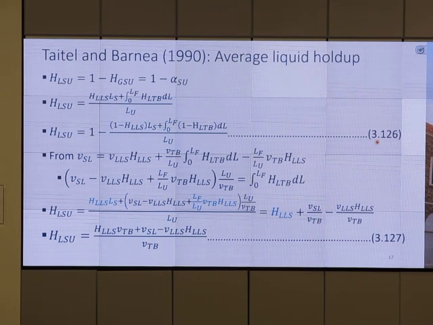Okay? In your book. Where's 3.126? Arya? Oh, you don't have book? Okay, sit more there. You don't have book.